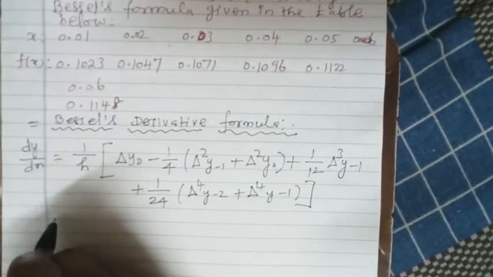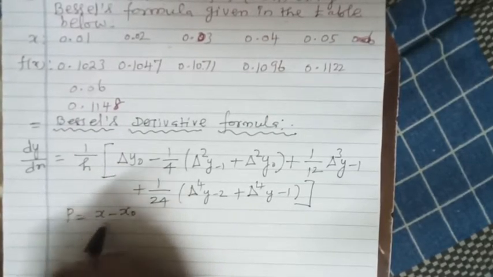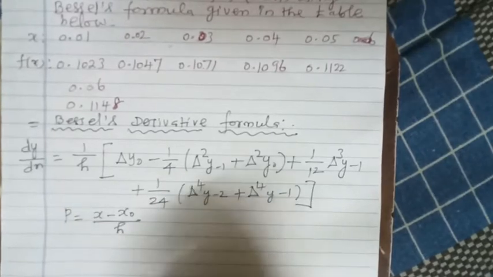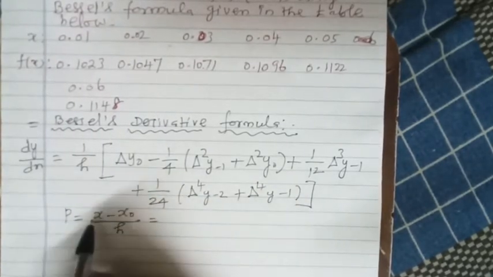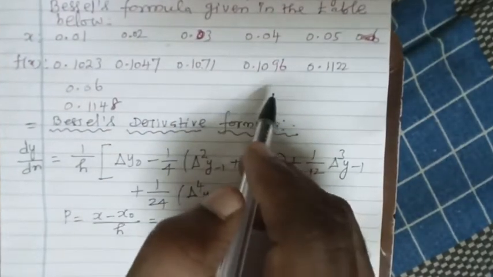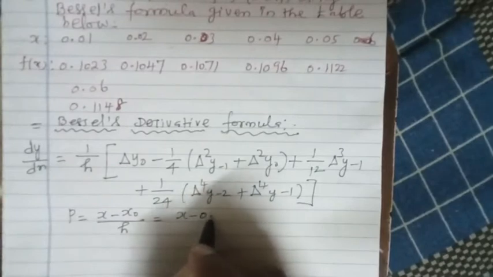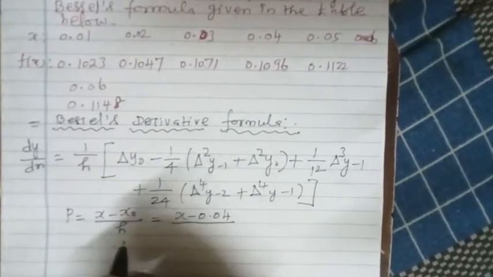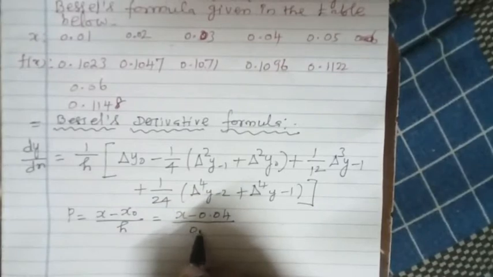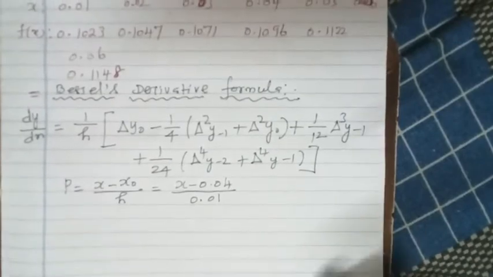P value, corresponding P value, P equal to x minus x0 divided by h. Here x value, we can take the center value minus x0 value, x0 value 0.04, x minus 0.04 divided by h value 0.01. Now we have to find out the difference table.